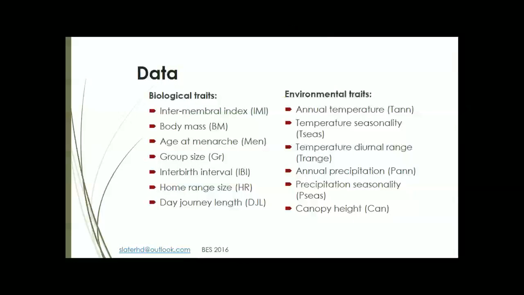And then these are the different variables that we were using. The intermembral index here is the ratio of your arm to your leg. It's used as a class of locomotion in primates because classifying locomotion in primates is very difficult. No one can agree on which categories to use, so we used intermembral index instead because it's more of a quantitative measure of locomotion type. Average body mass, age at menarche, which is the age that females reach sexual maturity, group size, interbirth interval, home range size, and day journey length. And then we also had annual temperature, temperature seasonality, temperature diurnal range, annual precipitation, precipitation seasonality, and canopy height.